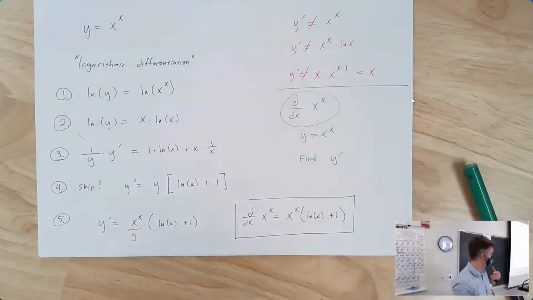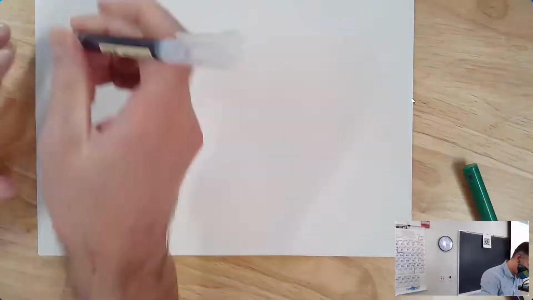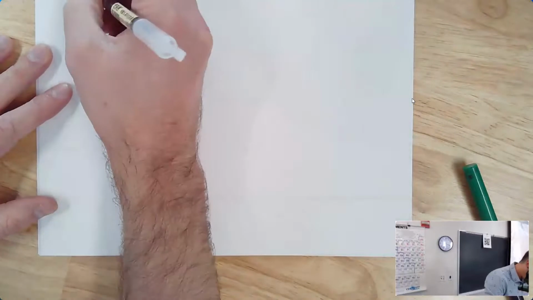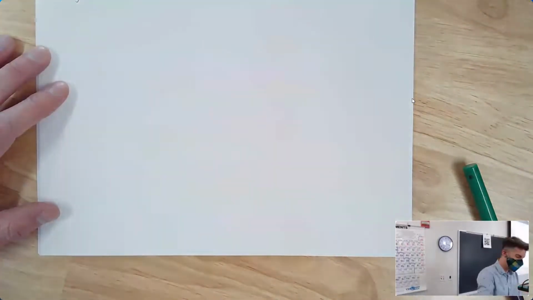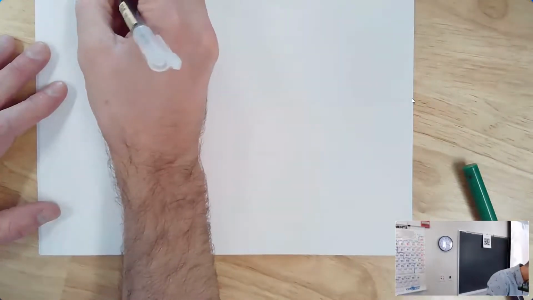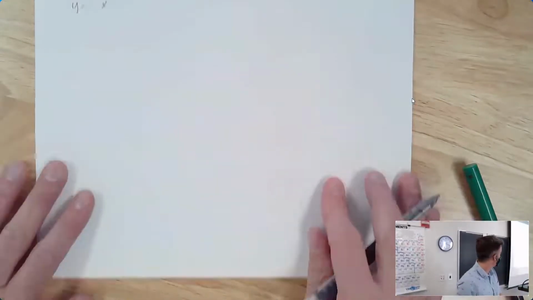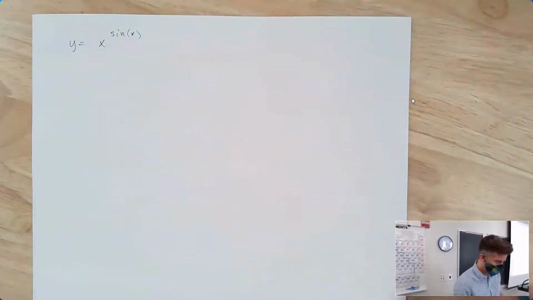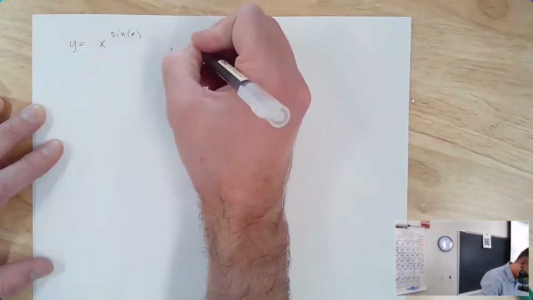Fortunately, the process is the same no matter what. So if I want to take the derivative of something more complicated, like say y equals x to the sine of x, which brings up an interesting point, I want to find the derivative of that. So what's y prime?